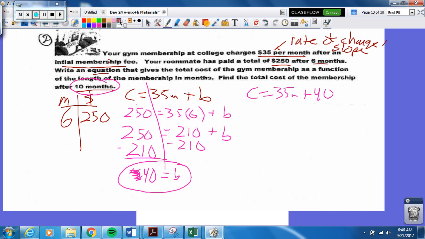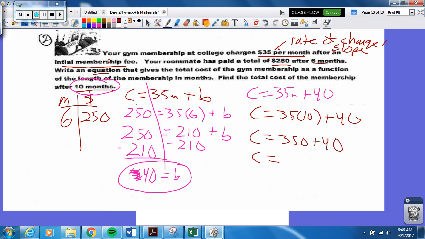So 10 months, how much is that going to cost me? Well, c equals 35 times 10 months plus 40. So that's going to be 35 times 10 is 350 plus 40. I can do this in my head. I don't need a calculator. And $390 for the 10 months. Got it. Okay? All right. Hopefully you got that right without me.